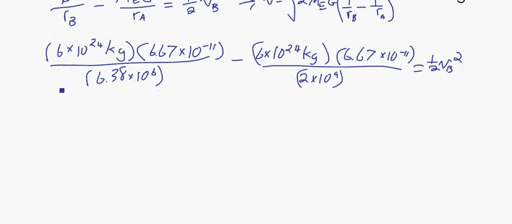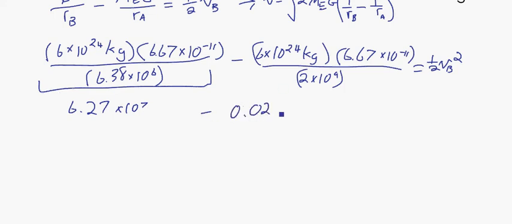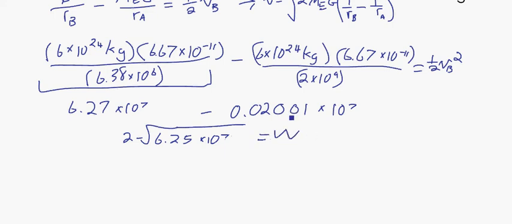This whole value comes out to 6.27 times 10 to the 7th. And you subtract that from, this whole value comes out to 0.02001 times 10 to the 7th. You just take 2 times the square root of 6.25 times 10 to the 7th, and that will give you your velocity, which is equal to 11,180, or 1.1 times 10 to the 4th meters per second. And that's it.